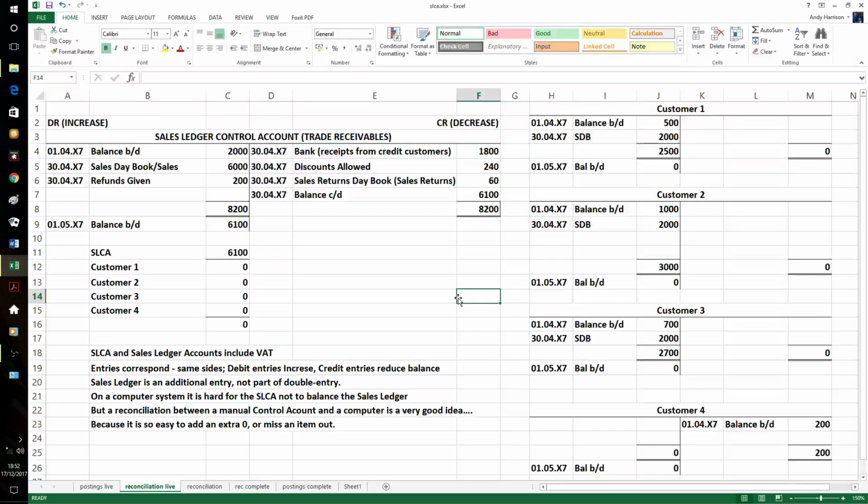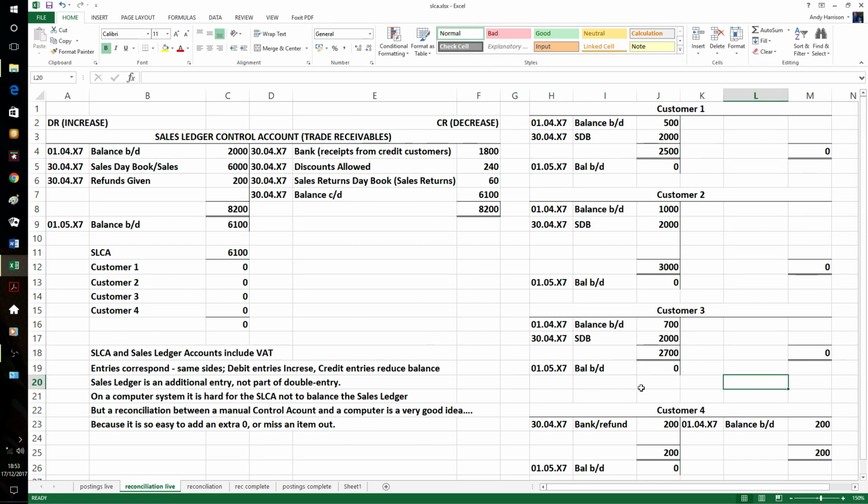So that's just put the... So whilst we're on the debit side here, we'll put the refund in. So remember, everything is the same sides as the control account, and that will balance this one off. We've got a balance of 0.